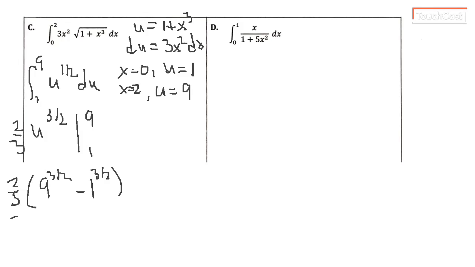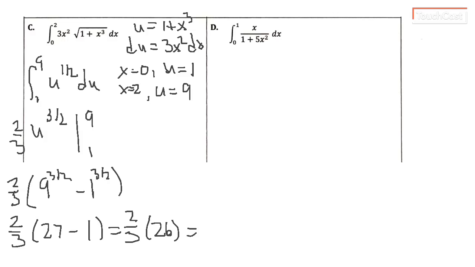So we're going to have 2/3 times 27 minus, well, 1 to any power is just going to be 1. So we're going to have 2/3 of 26, which let's just multiply. 2 times 26, 52, over 3, and 3 does not go into 52 evenly, so let's just leave it as 52 over 3.